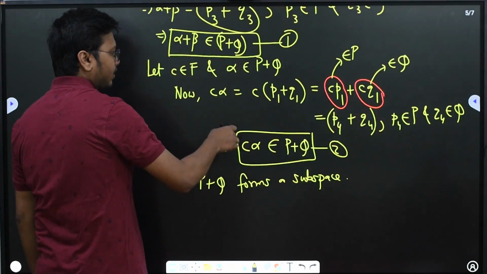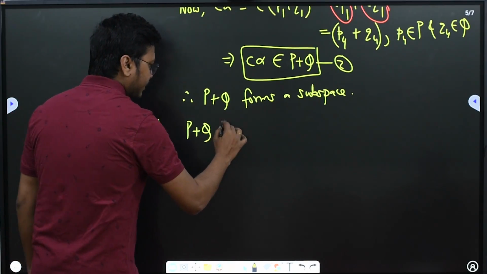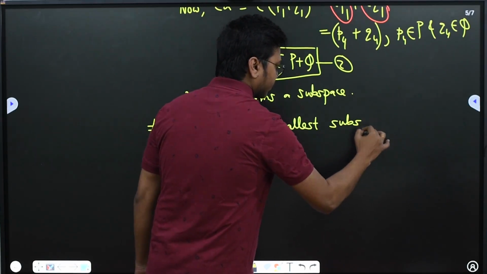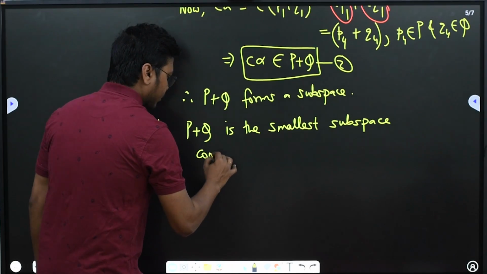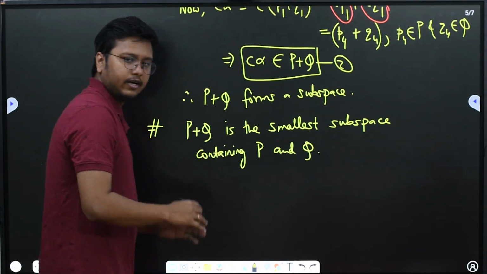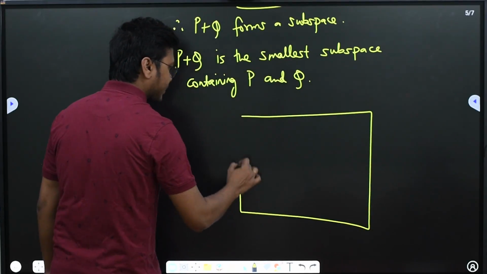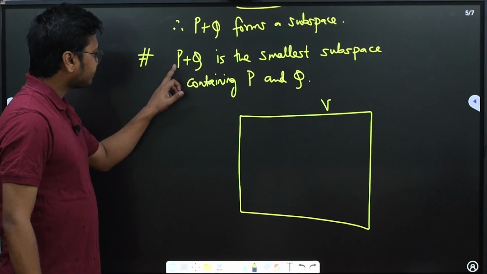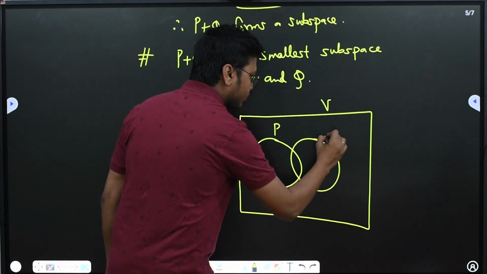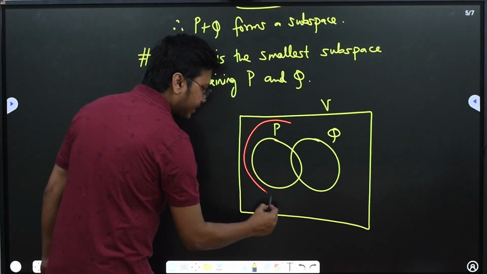Okay, and one quick note that we can just remember over here, that this P plus Q is the smallest subspace containing P and Q. Okay, now just to give you an idea in a Venn diagram what's happening, if this is the vector space V and P and Q are two subspaces, so I have P and Q which are two subspaces of the vector space V, then P plus Q will be looking something like this.